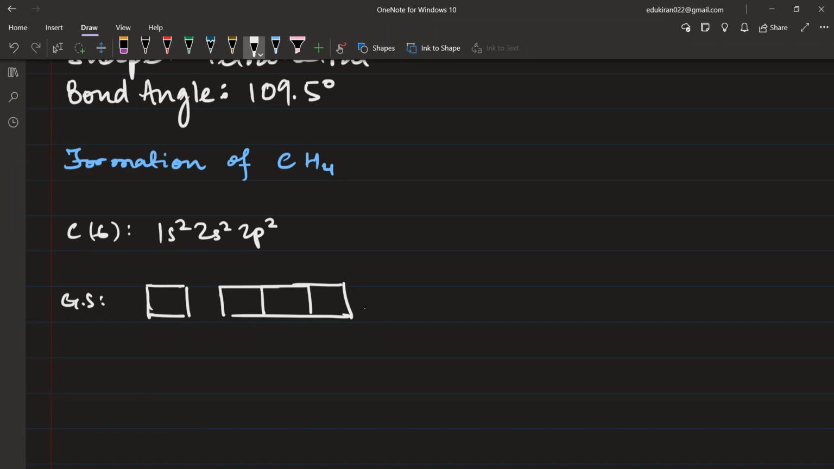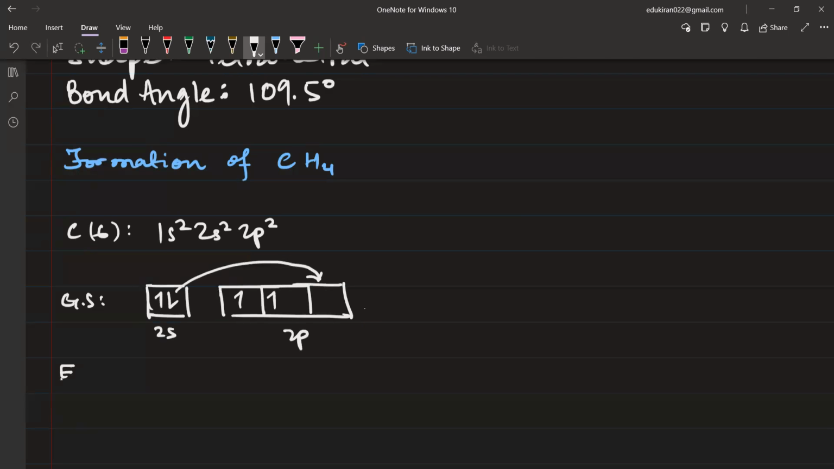That is why we will not do hybridization of that. If I look at this, this is 2s, this is 2p. 2s has two electrons, 2p has two electrons. Now, in order to make four bonds, it needs to have four unpaired electrons. So what will happen? Promotion of an electron will happen.